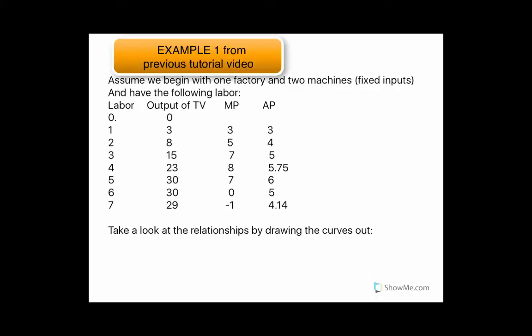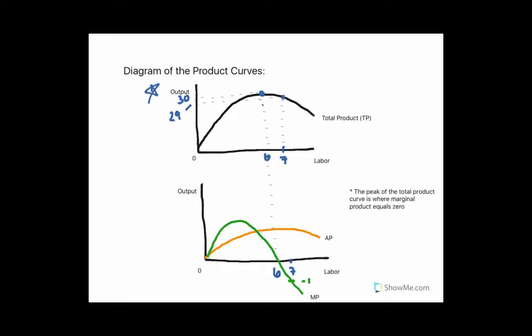So we can look at the marginal product and average product in a chart, but we can also view the relationship by drawing the curves out. So given this information, we're now going to make a total product chart and then an average product. We are now going to take a look at what it would look like if we plotted it out. First, we're going to take a look at the total product curve. So this is the top curve.